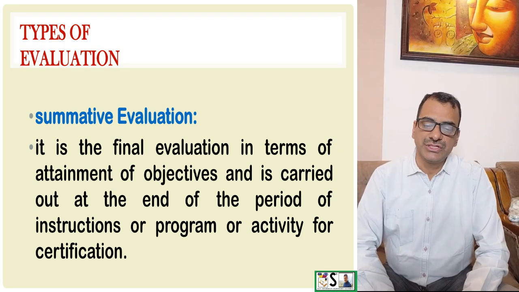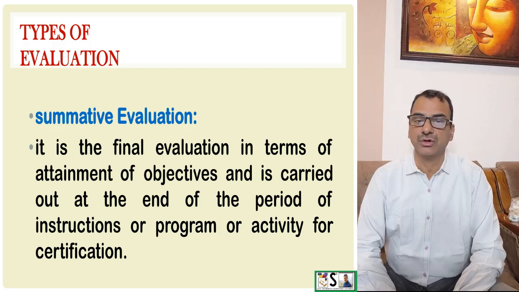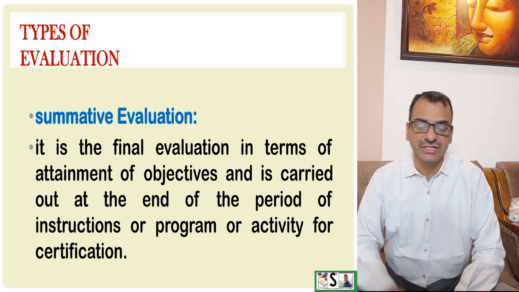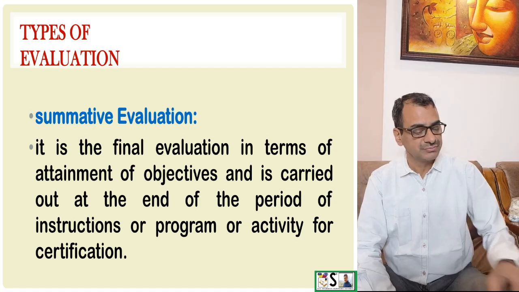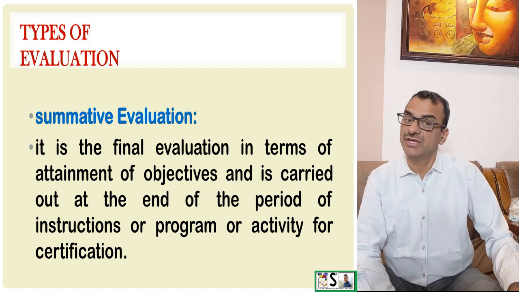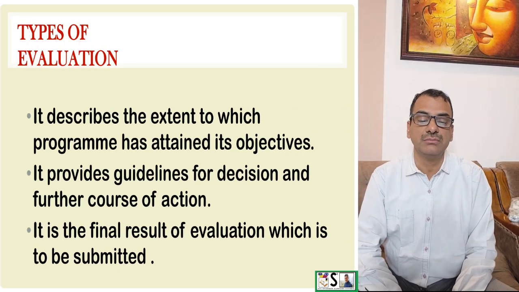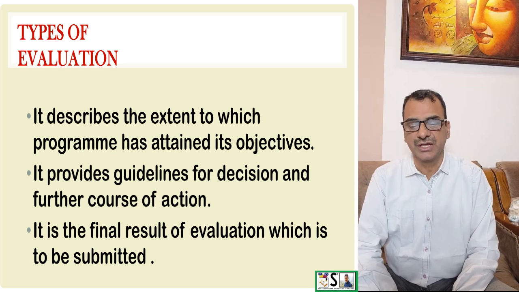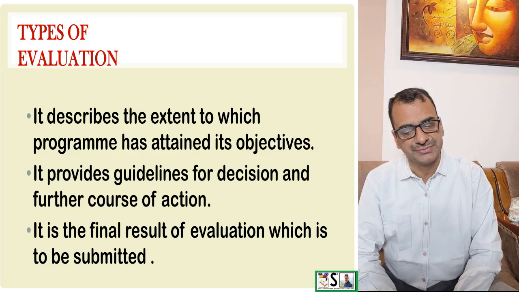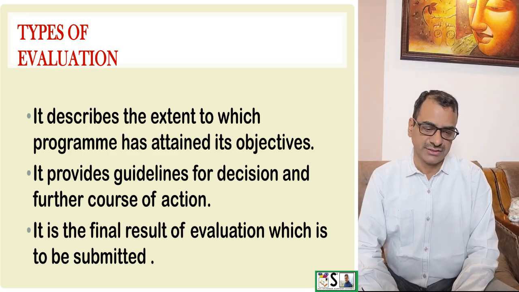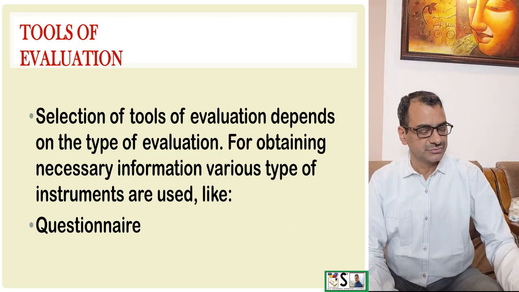Another type of evaluation is summative evaluation. It is the final evaluation in terms of achievement of the objectives, and it is carried out at the end of the activity or the period of instruction or the program for giving result or certification. It describes the extent to which the program has attained its objectives. It provides guidelines for the decision and further course of action. It is the final result of evaluation which can be submitted to the higher authorities.